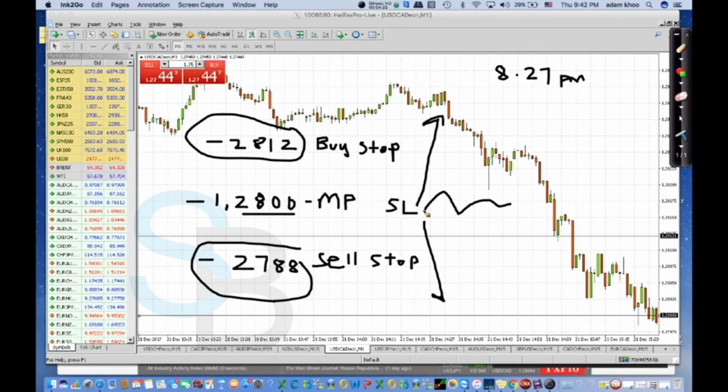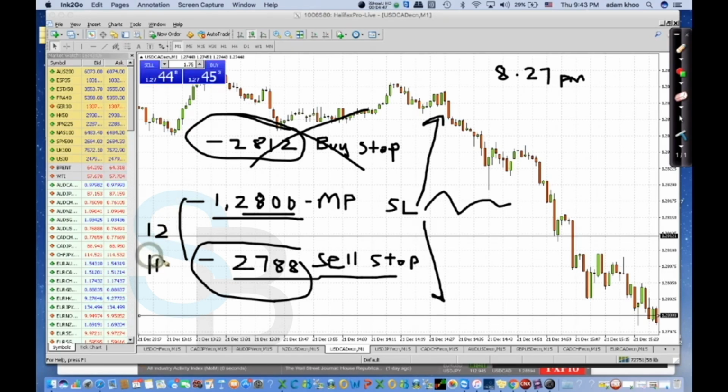In this case, the moment the news was released, the price went down. And when it hit 2788, it triggered the sell order. So once it triggered the sell order, recall I canceled the buy order. So I had a sell order that was triggered with the initial stop loss of 2800. So my initial risk was 12 pips. That's my 1R. Right? My 1R was 12 pips. Okay, so let's see what happened.